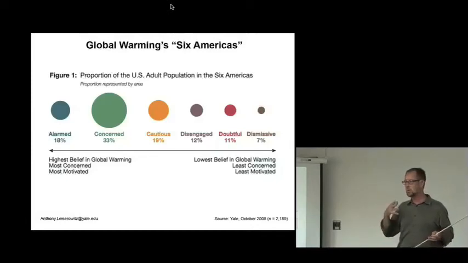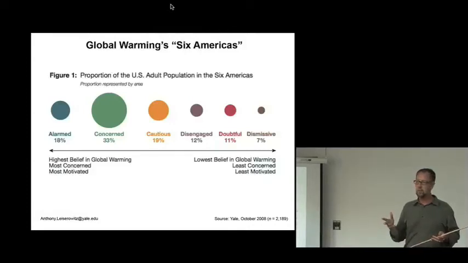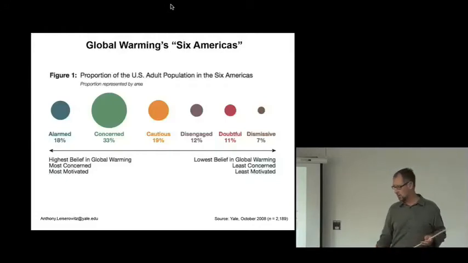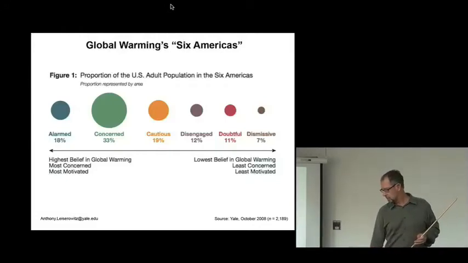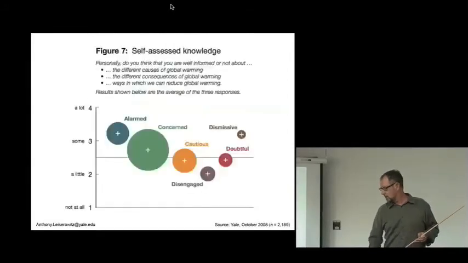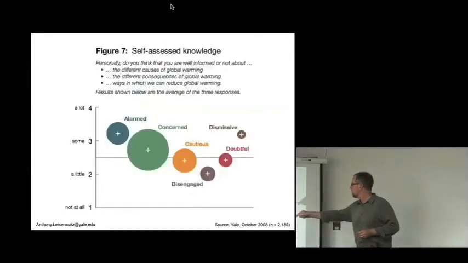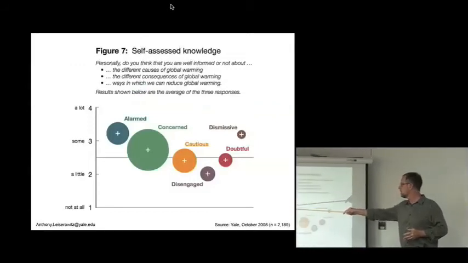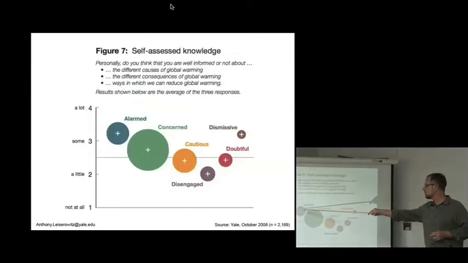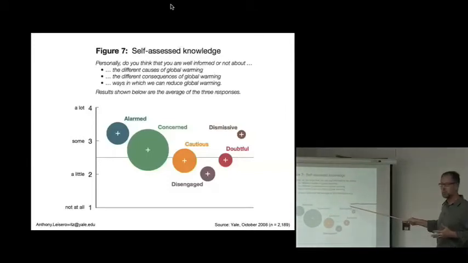And in fact, a survey was done not too long ago of scientists in the American Geophysical Union that found that of the scientists who publish about climate in peer-reviewed journals, over 97% of them think that there's a human signature on the climate change that we're observing. I'm going to skip that one, but in terms of self-assessed knowledge, those who call themselves alarmed feel like they know quite a bit, but not a lot. The dismissive think they know quite a bit, and then a lot of people just admit that they don't know much about it.